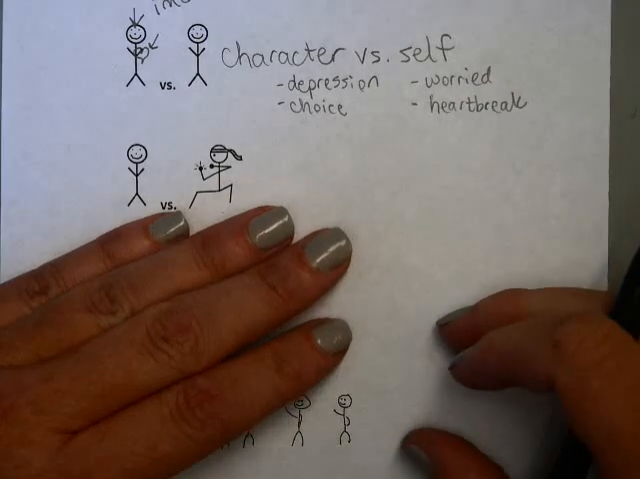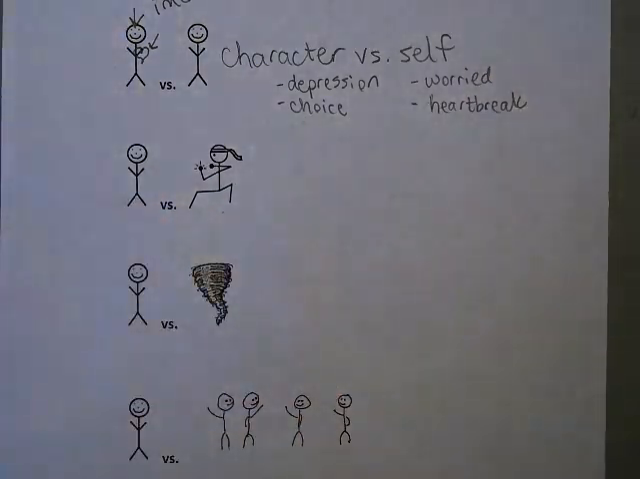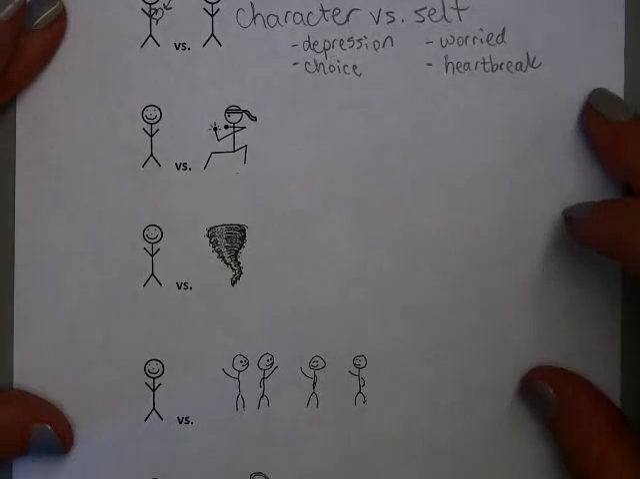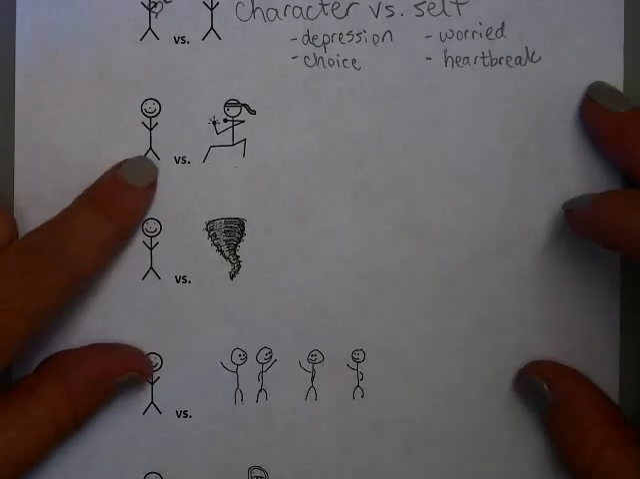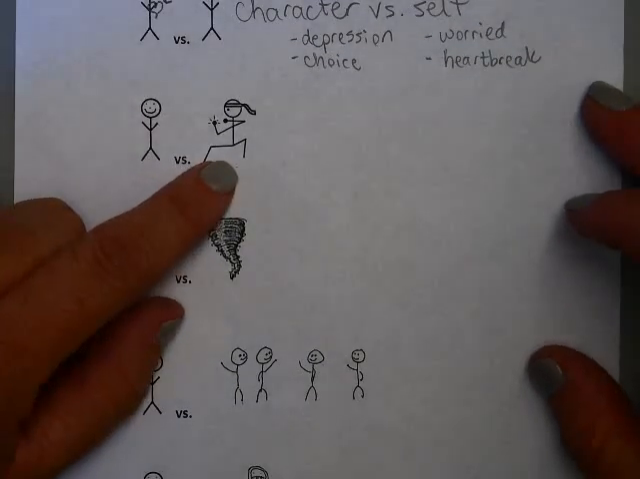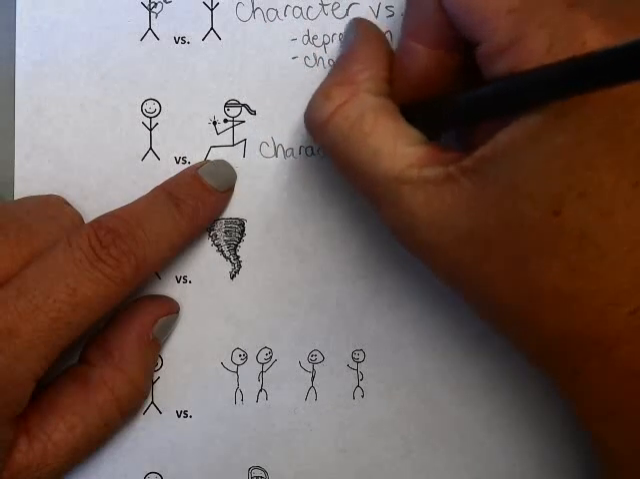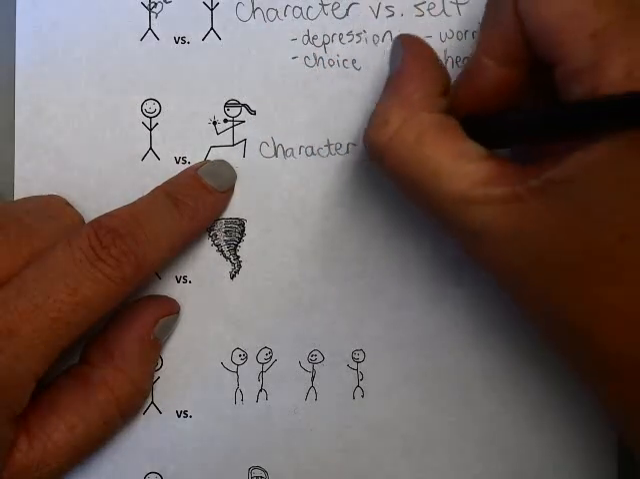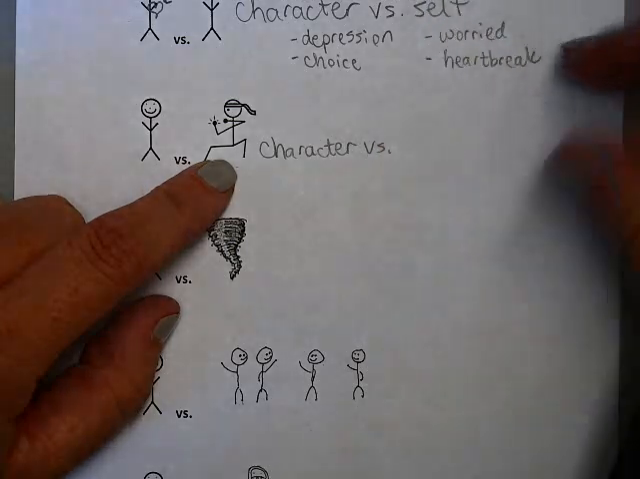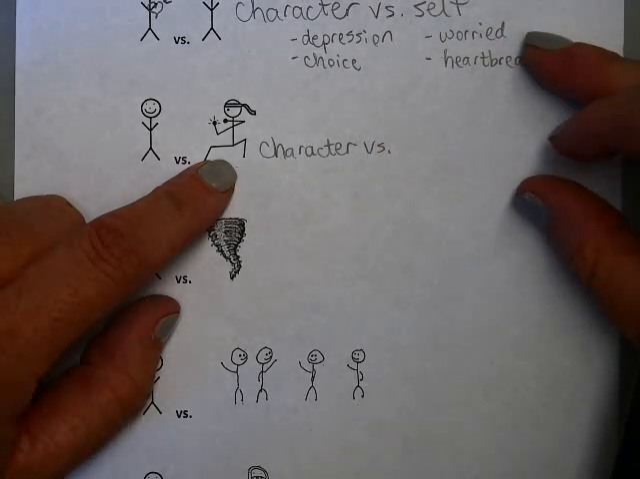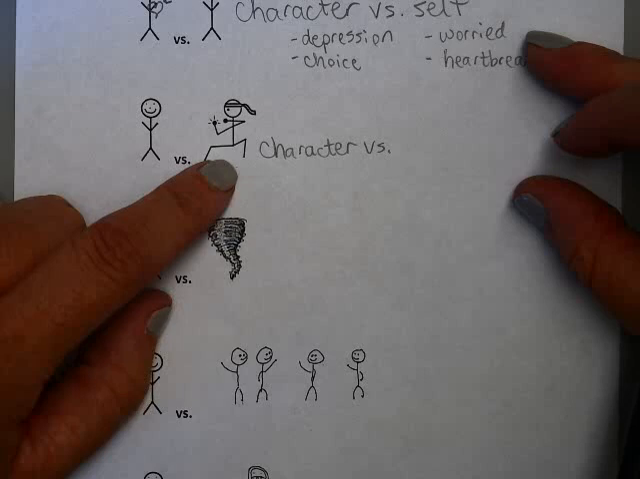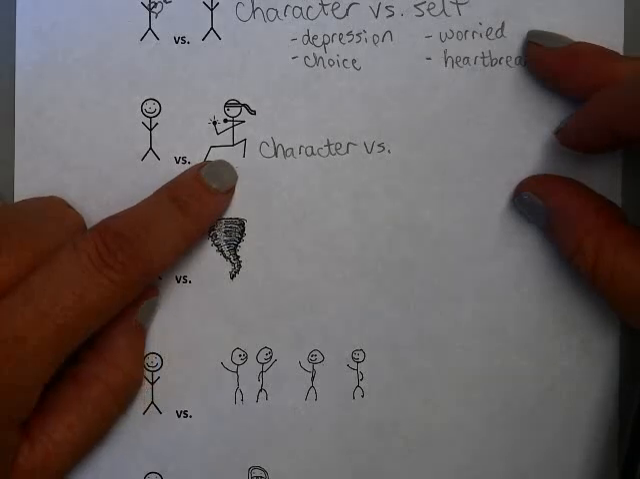Okay, so that's character versus self. The next type of conflict that we typically encounter is character versus character, not character versus ninja. That's just the best stick figure I could find to use. So character versus character. So this is our true protagonist versus antagonist. This is Batman versus the Joker. This is SpongeBob versus Squidward or the Flying Dutchman.